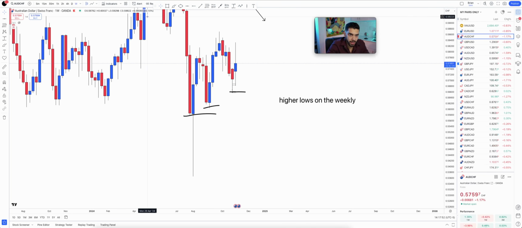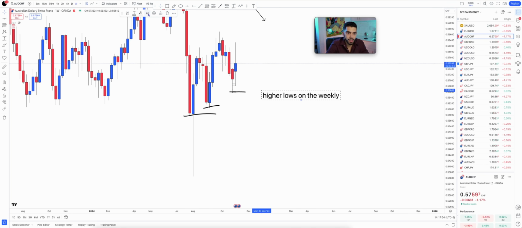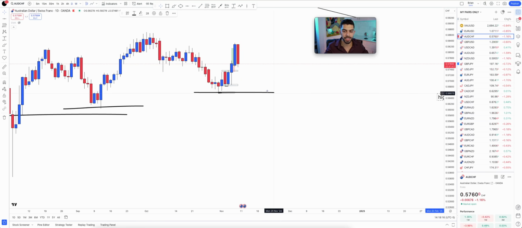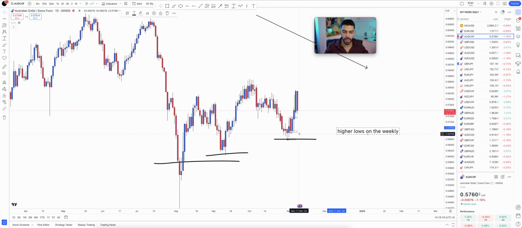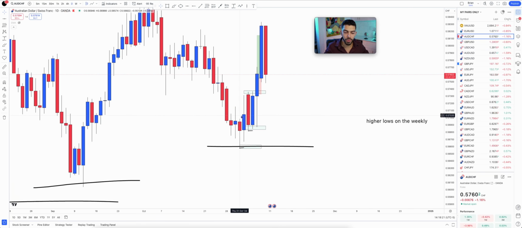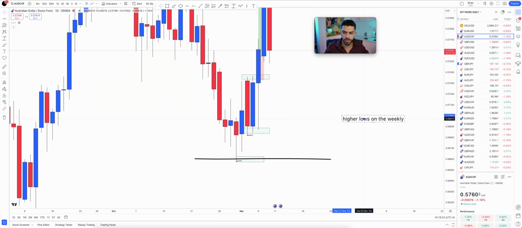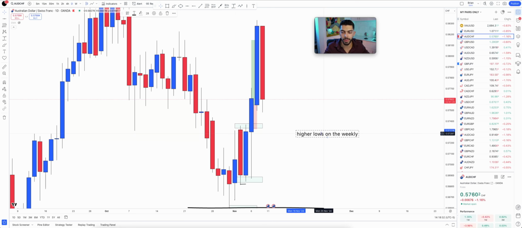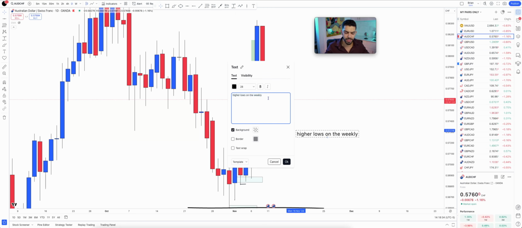We're going to go ahead and write down the confluences for this trade. So we have higher lows on the weekly. Then we go to the daily time frame and we realize that not only did we come down and retest this support level on the daily time frame, but we also broke above this resistance on the daily time frame. That's a very high time frame, and that means that it's a very important area that we broke above. So now we have daily time frame bullish market structure.